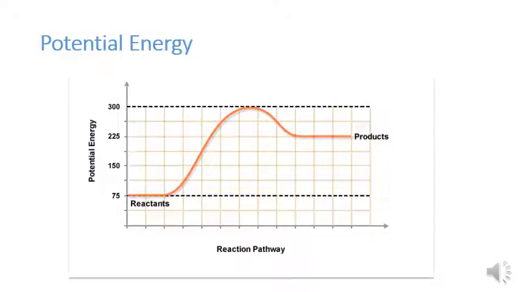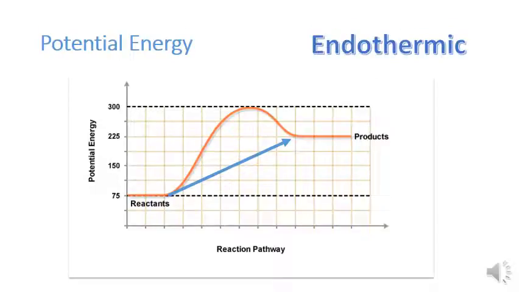Taking a look at this particular graph, it shows reactants going towards products, with potential energy on the y-axis. Reaction pathway, at this time in our education, we can think of it as the time over which the reaction proceeds. As you notice, for the reactants to get to products, the slope is uphill. That means we have to put energy into the reactants to drive them towards products. This would be called an endothermic reaction. You have to put energy into the reaction to make it happen.